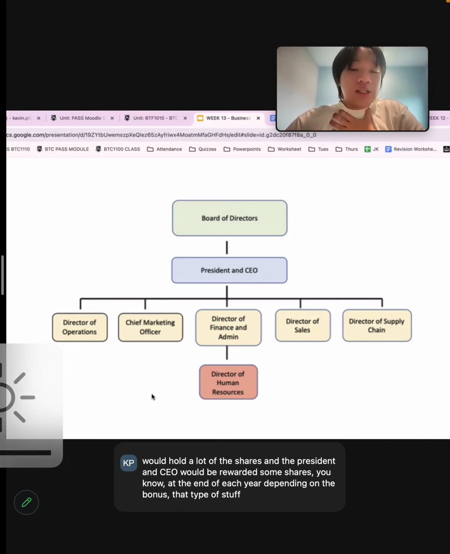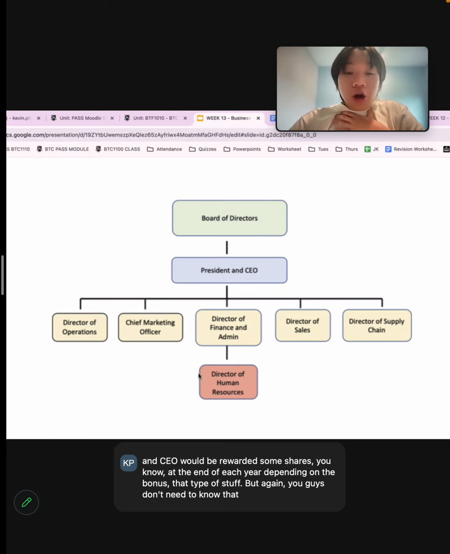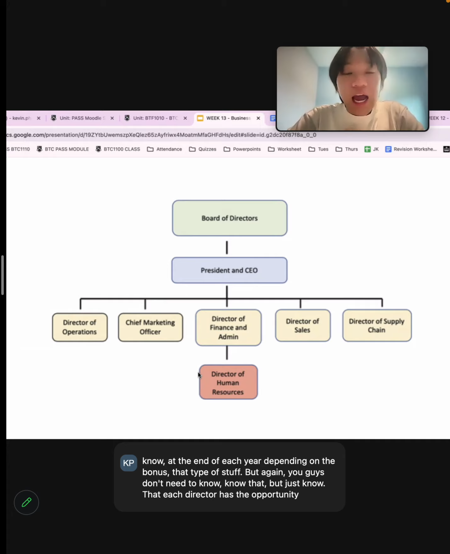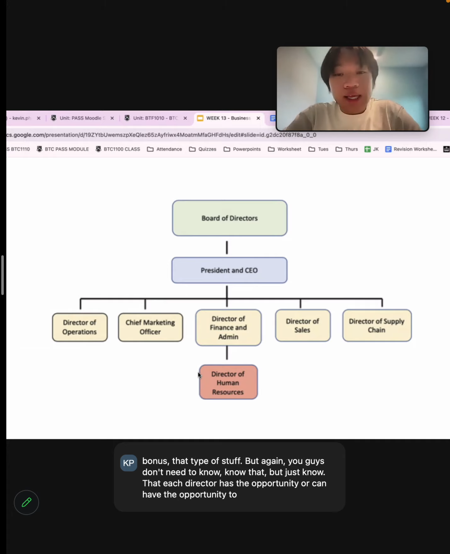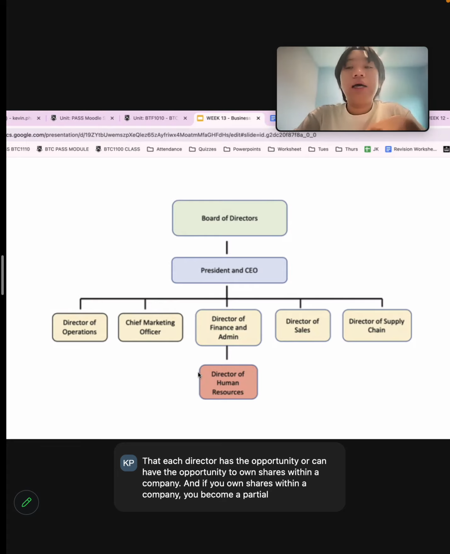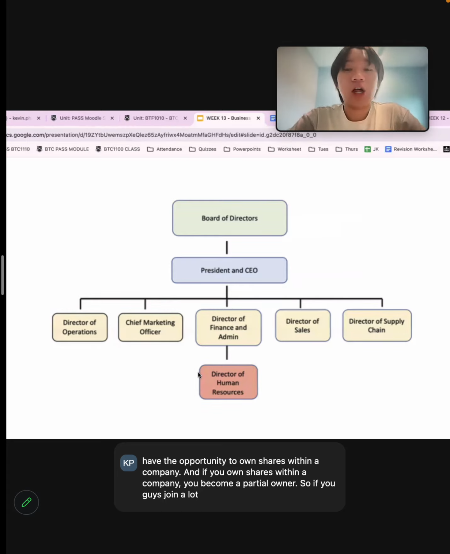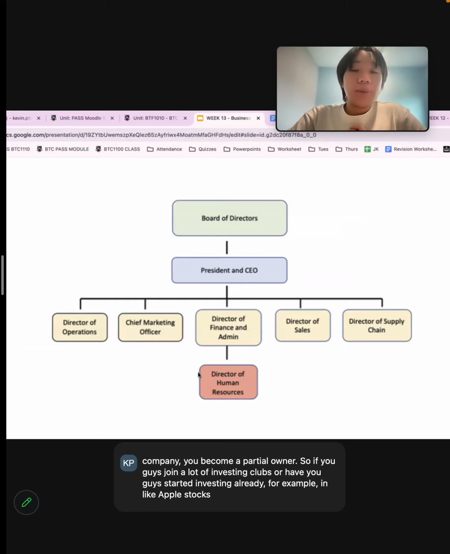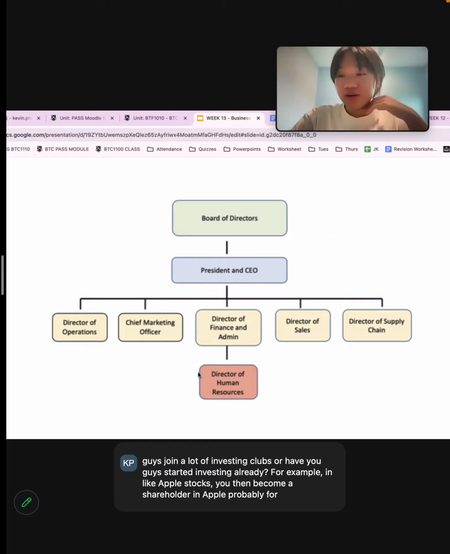But again, you guys don't need to know that, but just know that each director has the opportunity or can have the opportunity to own shares within a company. And if you own shares within a company, you become a partial owner. So if you guys join a lot of investing clubs, or if you guys started investing already, for example, in Apple stocks, you then become a shareholder in Apple, probably 0.00001%, but you still become a shareholder.